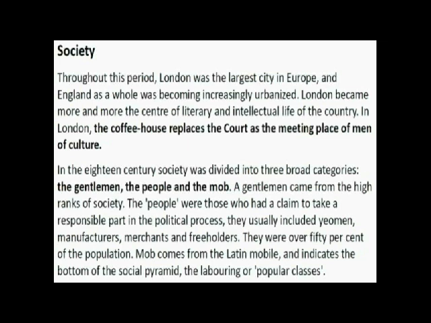Basically, the society in this period was divided into three categories. The gentlemen, those who did not work but had an income from the land, the people, the middle class, and the mob. The mob means the crowd of lower classes, people belonging to the lower classes.